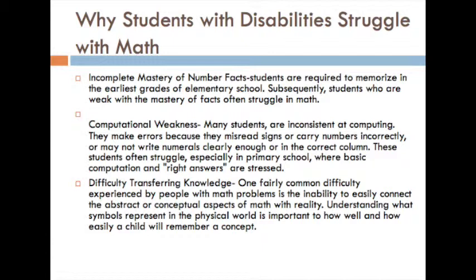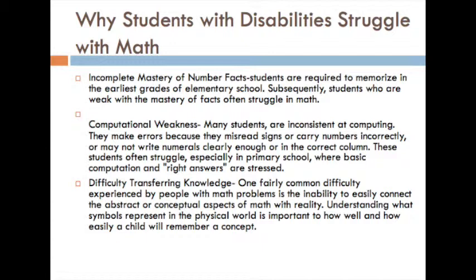Computational weakness. Many students are inconsistent at computing. They make errors because they misread signs or carry numbers incorrectly or may not write numerals clearly enough or in the correct column. These students often struggle, especially in primary school, where basic computation and right answers are stressed.